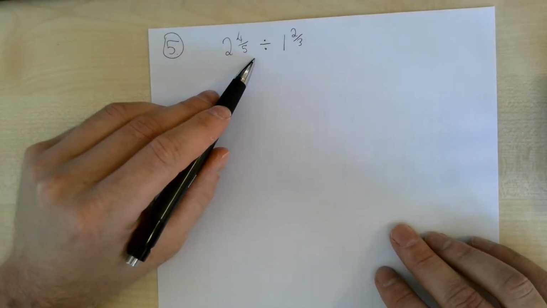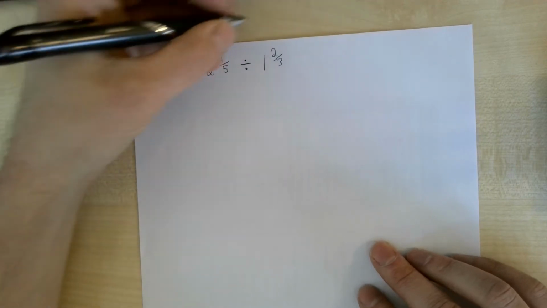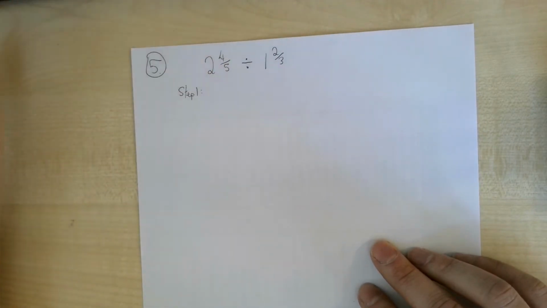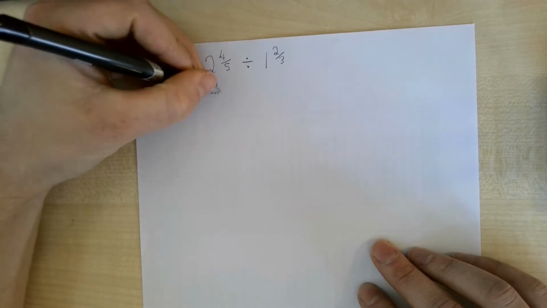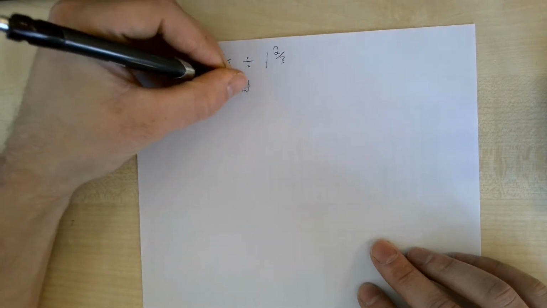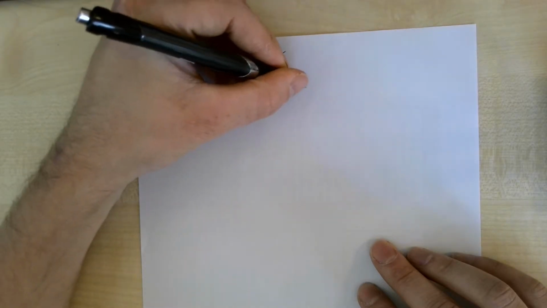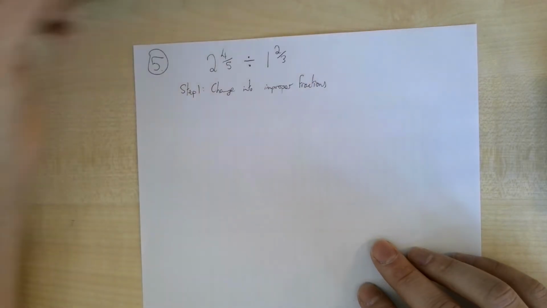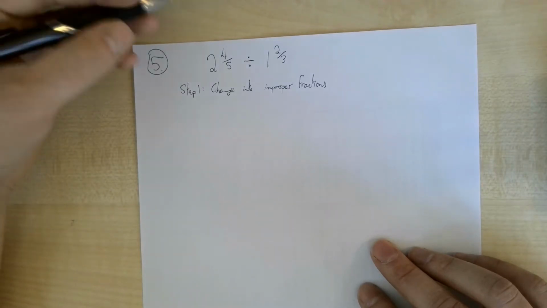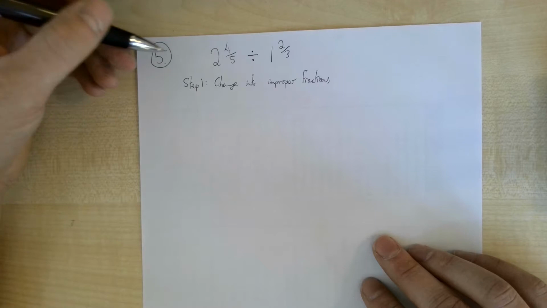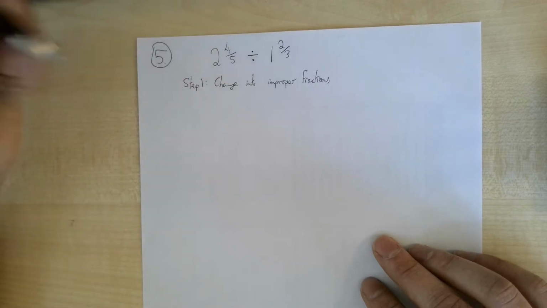The method we're going to use for this is the same for multiplication. What we need to do first, so step 1, is change into improper fractions. We don't want mixed numbers here. Mixed numbers we want in our answer, but we don't want them in the calculation because it's just too messy and hard to do. So we're going to change them into improper fractions or top-heavy fractions.